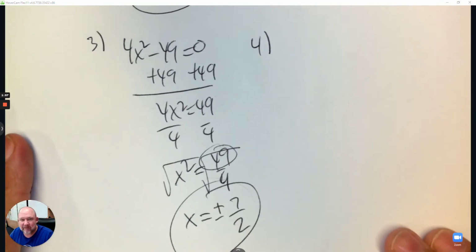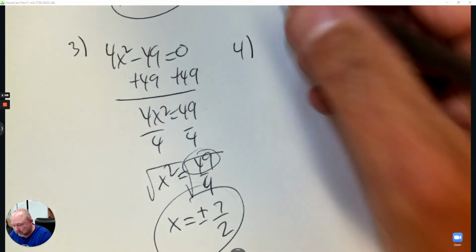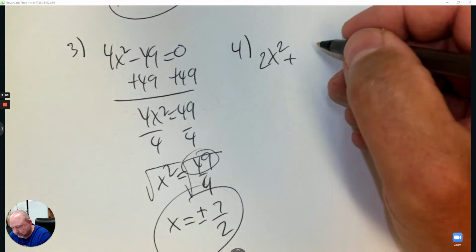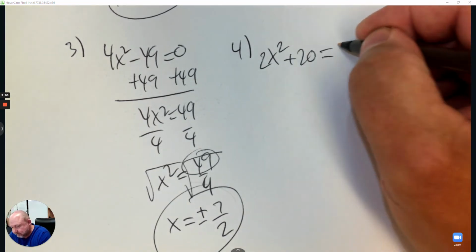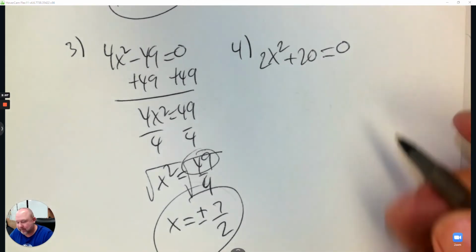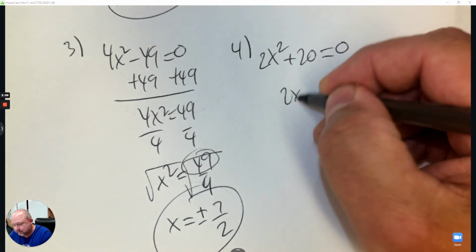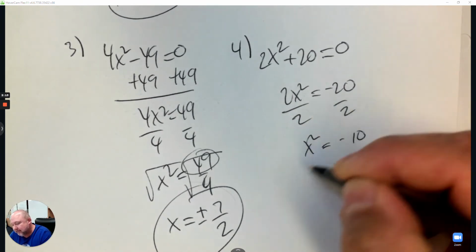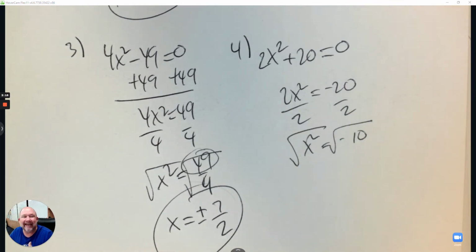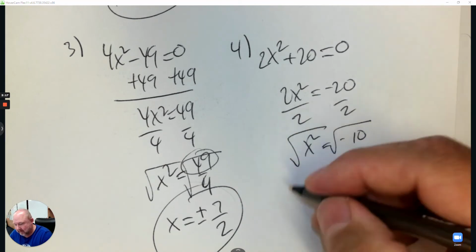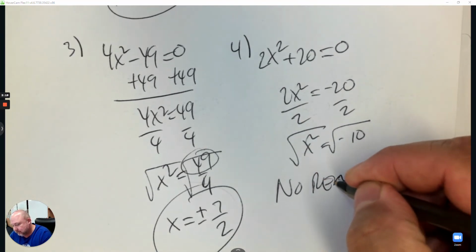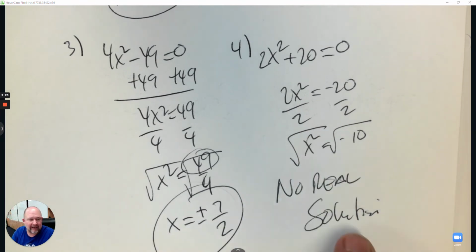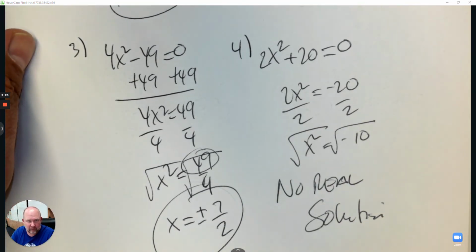Here we go, number 4. Last one. Let me do 2 examples. What happens here, write this down, when you subtract 20 and divide by 2, what happens when you have the square root of a negative number when you get to that point? What would you write down? So the square root of a negative number, you would write down no real solution.